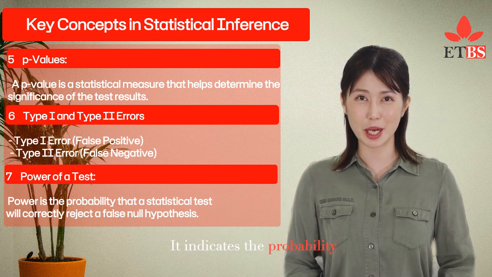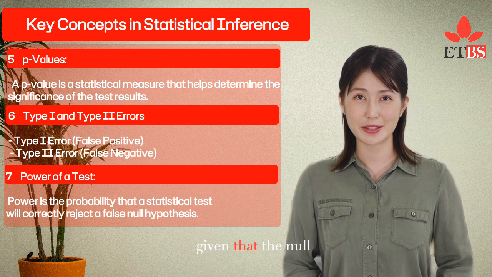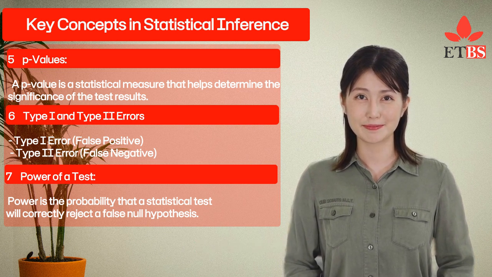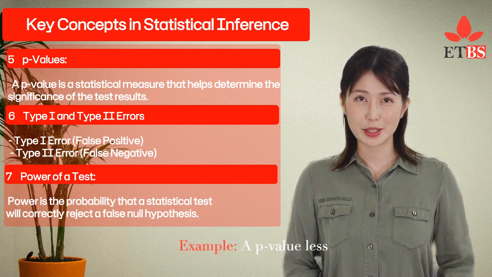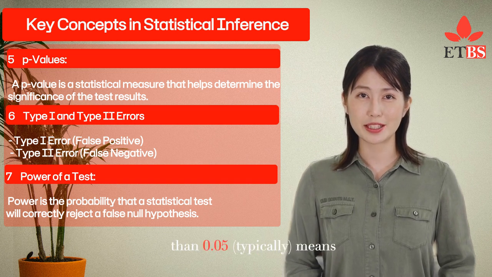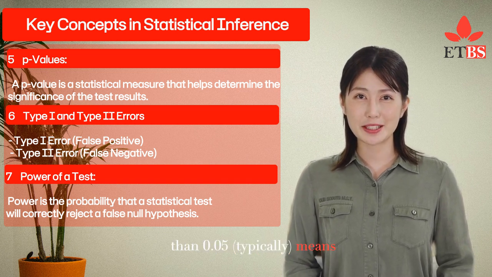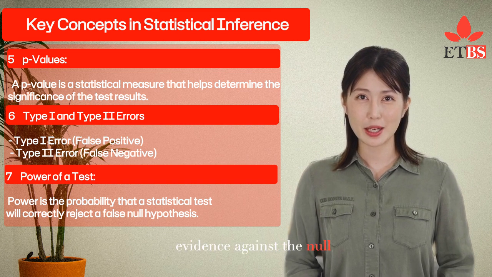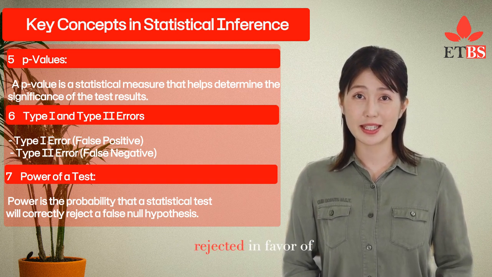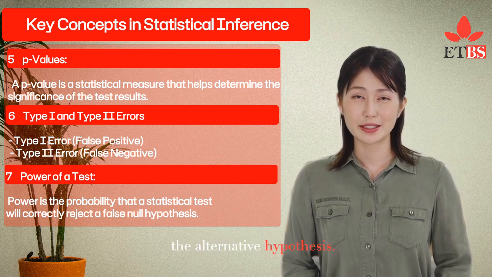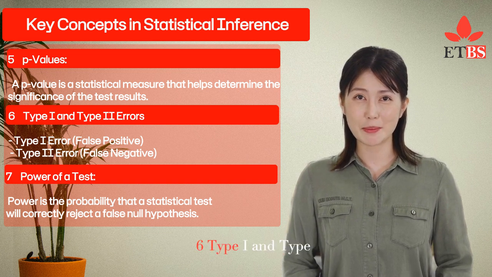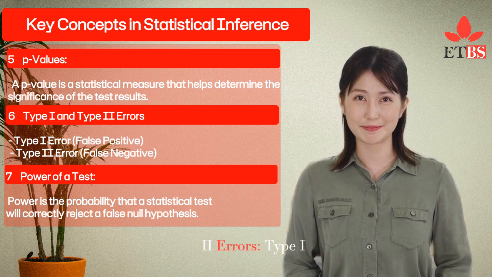It indicates the probability of observing the data given that the null hypothesis is true. Example: a p-value less than 0.05 typically means that there is strong evidence against the null hypothesis, and it is rejected in favor of the alternative hypothesis. 6. Type 1 and Type 2 errors.